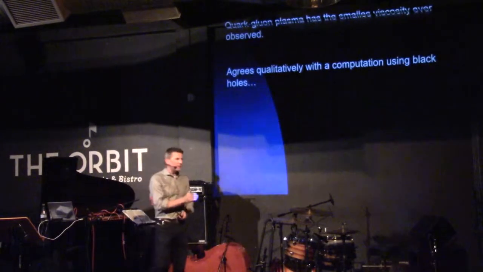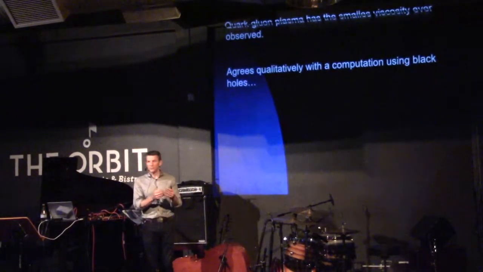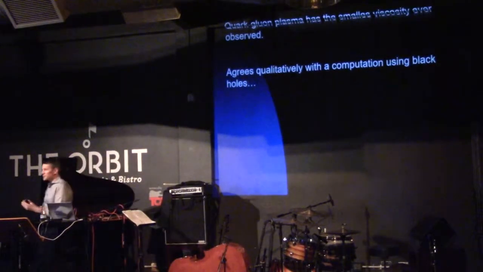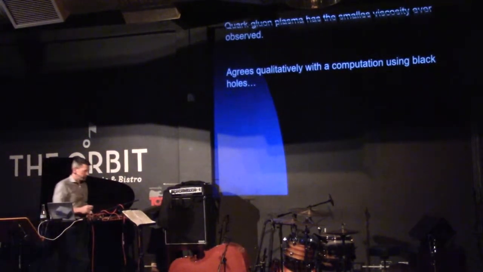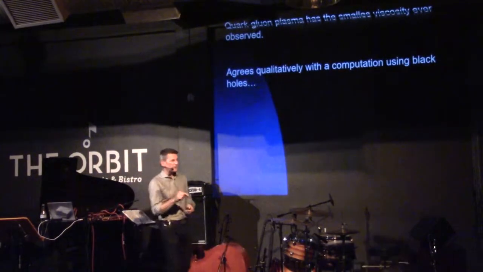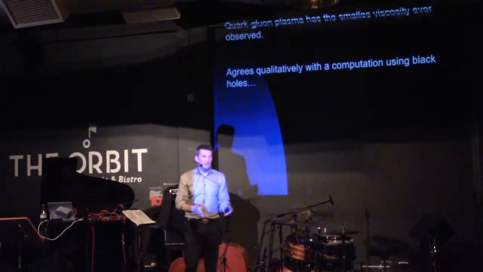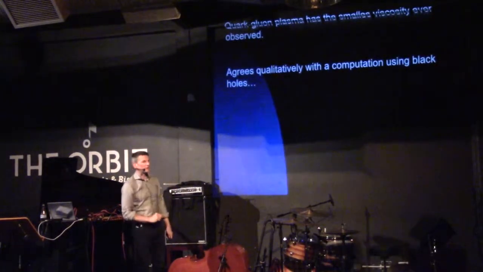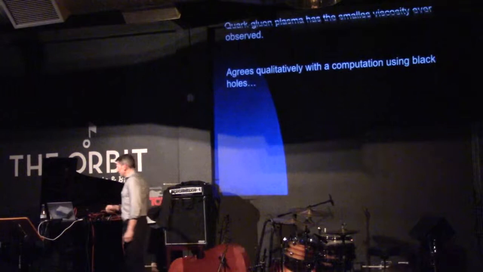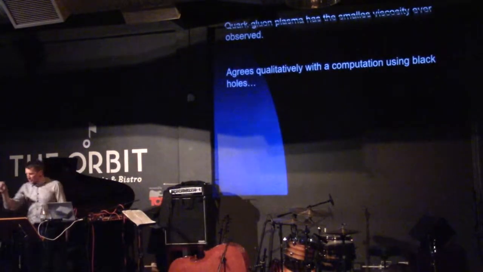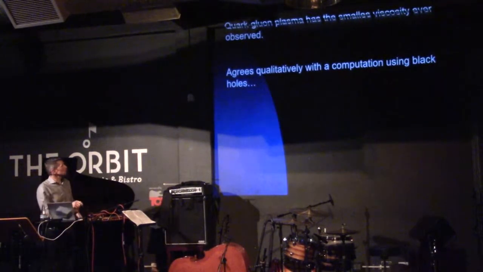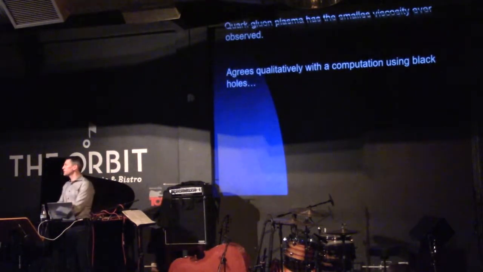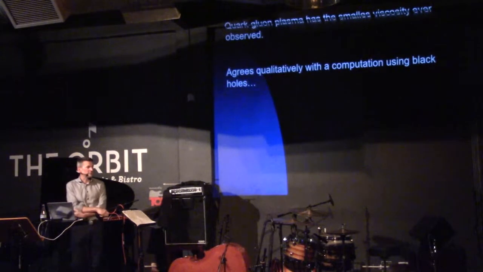If you look at the experiment, they were able to measure the viscosity of this quark gluon plasma. Viscosity is the thing that tells you, if you put a liquid in a jar and you drop a little ball in it, how fast the ball goes down. The more viscous, the slower the ball goes. And it turns out that this quark gluon plasma had a very, very low viscosity. In fact, it had the lowest viscosity ever seen in nature.